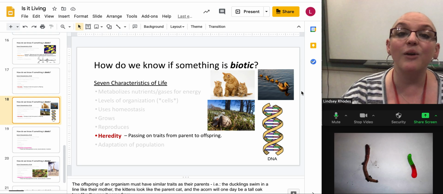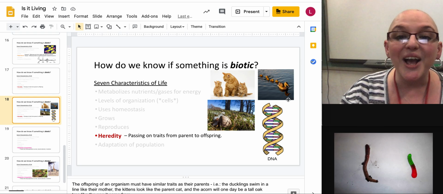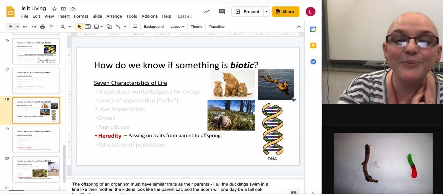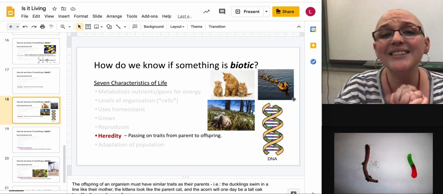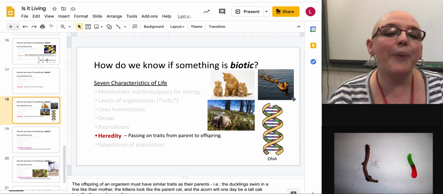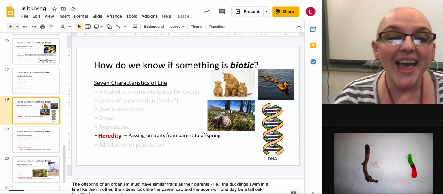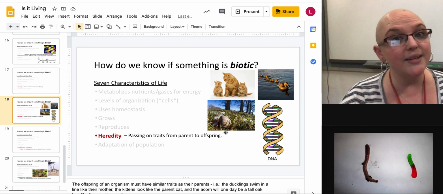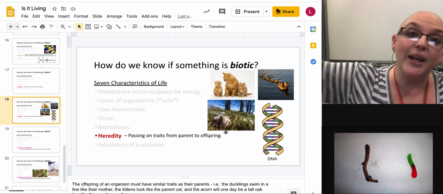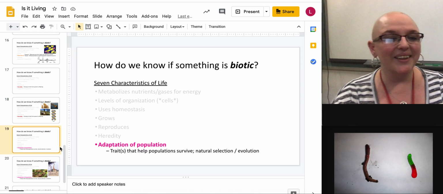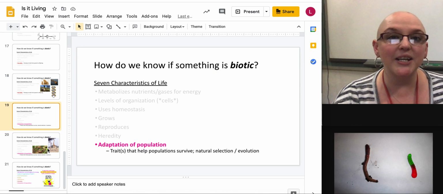So we can see here a behavioral example of heredity by way of all of these little baby duckies swimming in a row like their mother ducky. And we can see physical heredity by way of the fact that these little kittens look just like their parent cat, and this acorn will one day grow up to be a tree, a big tall tree, just like the one behind it. And then finally, we have adaptation of population.